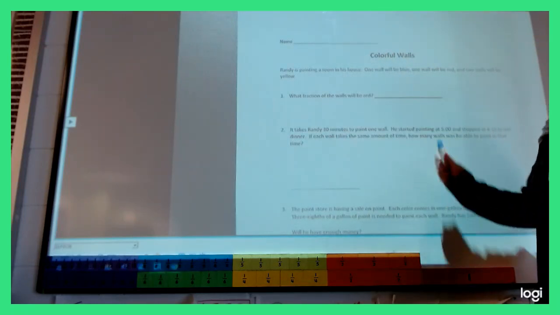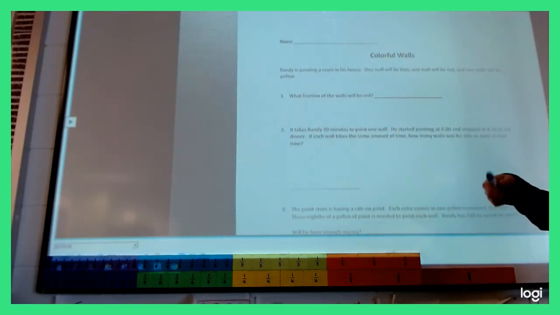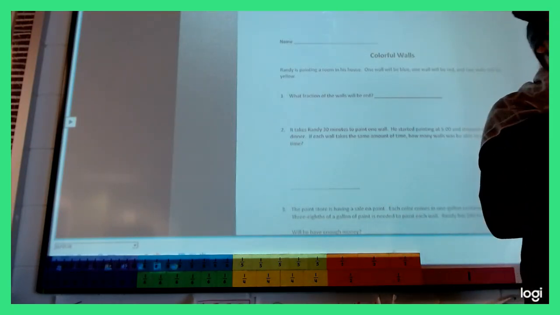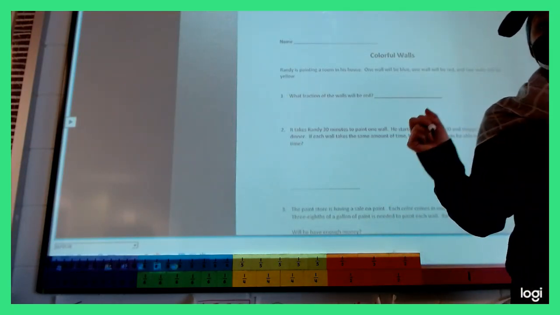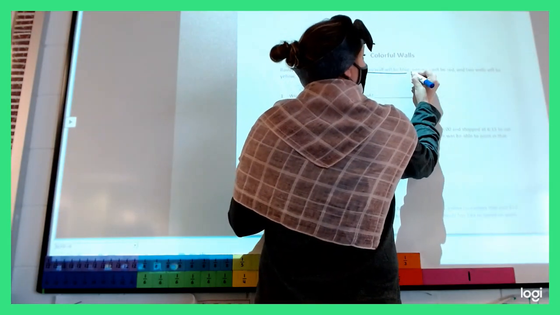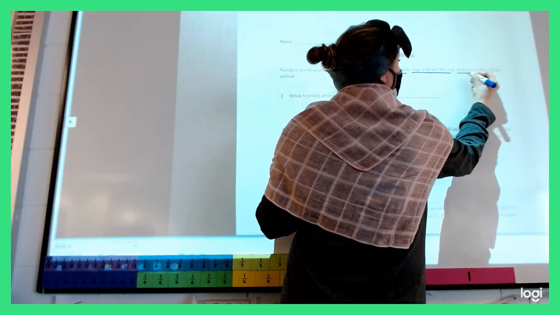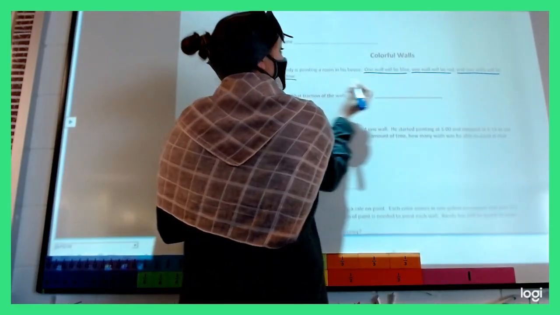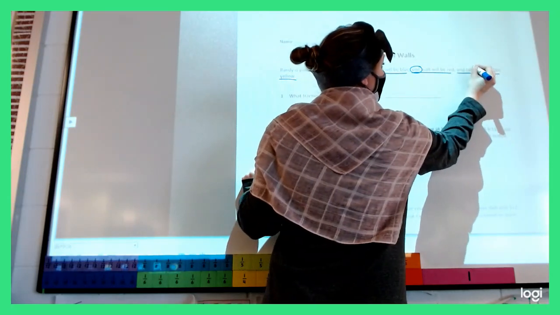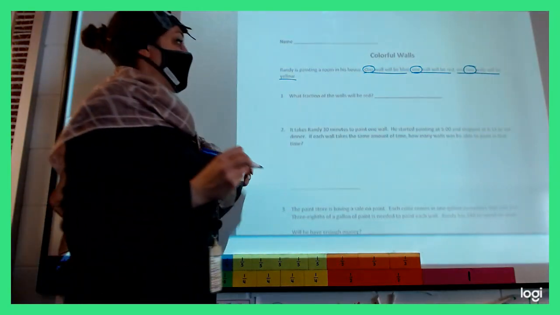All right, so first thing, it says Randy is painting a room in his house. One wall will be blue. Okay, does that seem like it might be important since we're talking about colorful walls? Yeah. I'm going to go ahead and underline that. One wall will be blue, one wall will be red, and two walls will be yellow. Okay, so one is blue, one is red, and two are yellow.